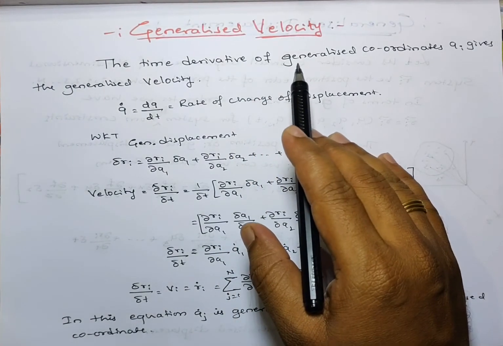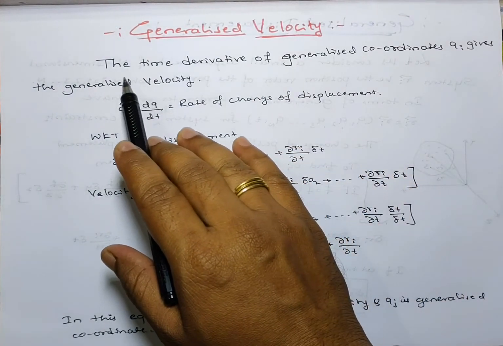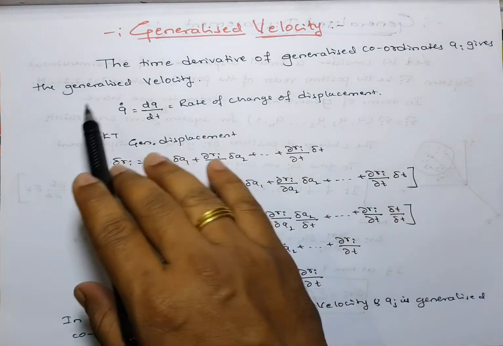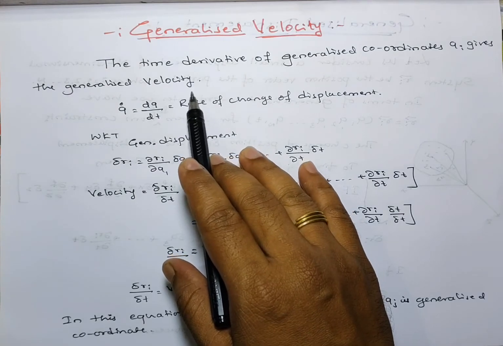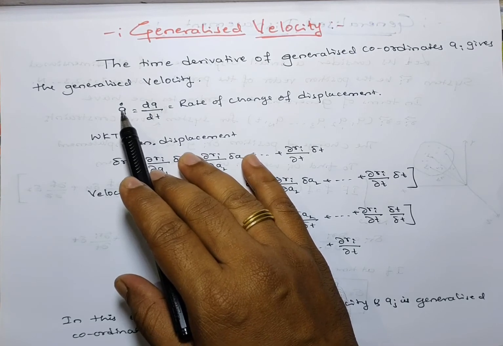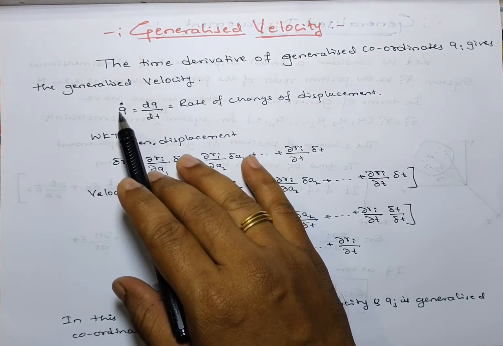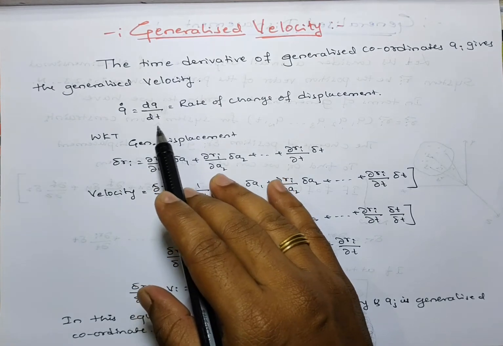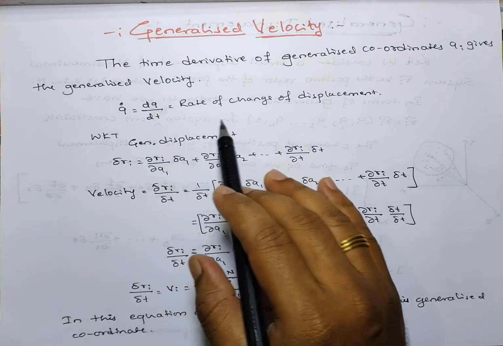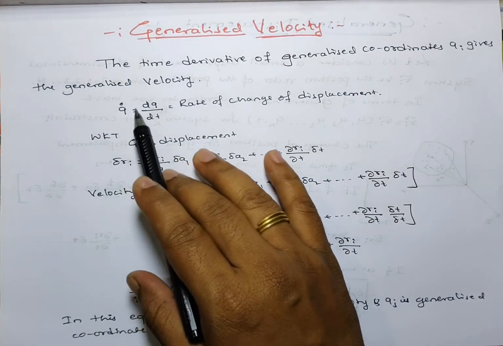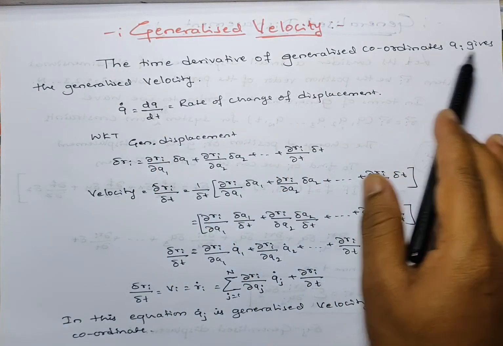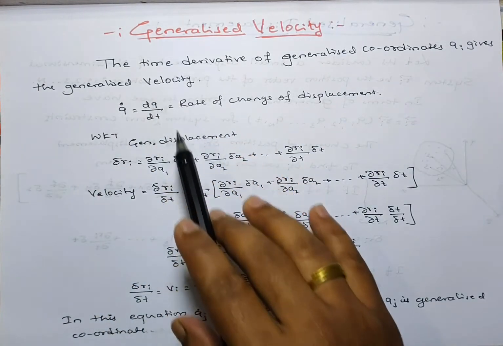Generalized velocity. The time derivative of a generalized coordinate q gives the generalized velocity, right? Usually we denote it as the velocity in classical mechanics, that is q dot. It is nothing but the velocity dq by dt, or sometimes we may write it as dou q by dou t, right? The rate of change of displacement is nothing but the velocity. That means the time derivative of a generalized coordinate q gives the generalized velocity, right?